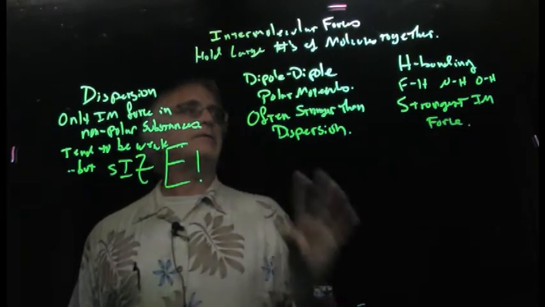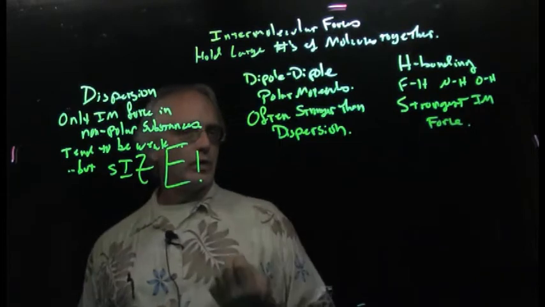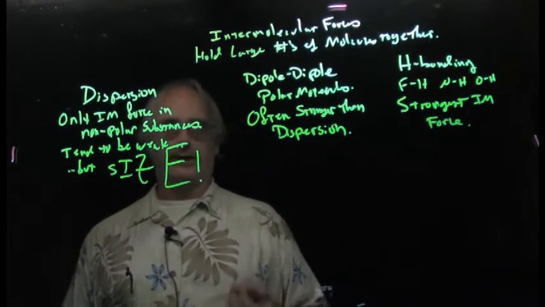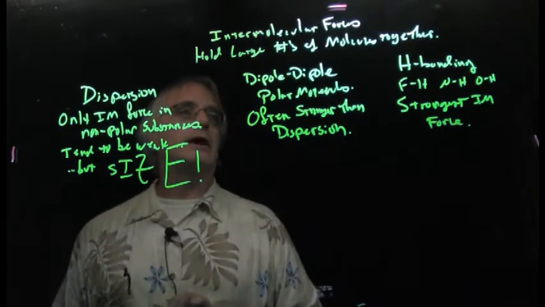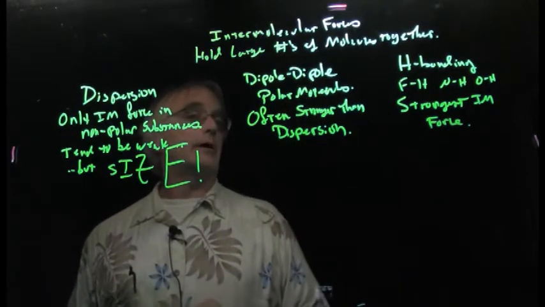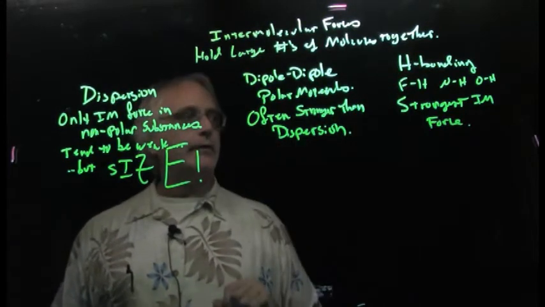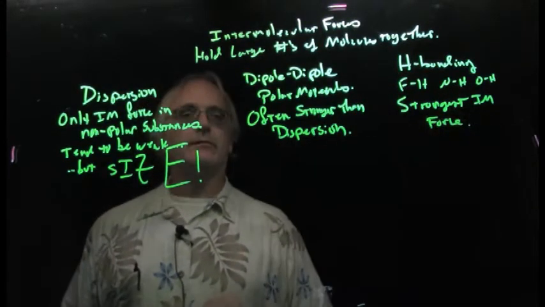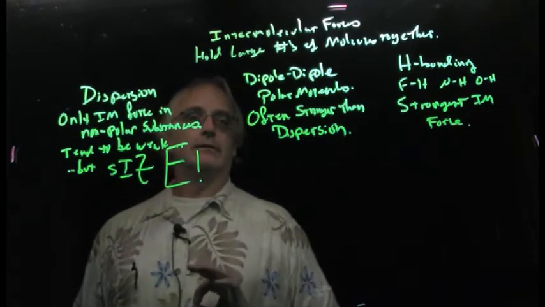So remember, keep this in mind: the three kinds of intermolecular forces and a rough guide to how strong they are. Dispersion forces, generally the weakest, but with a big ally in size. Dipole-dipole, usually thought of in the middle, polar molecules. And then finally, hydrogen bonding, rare. It only occurs in these kinds of molecules, but it is the strongest of the intermolecular forces.